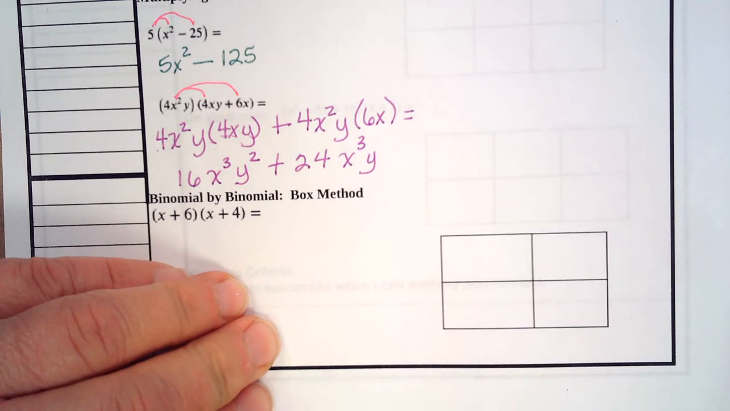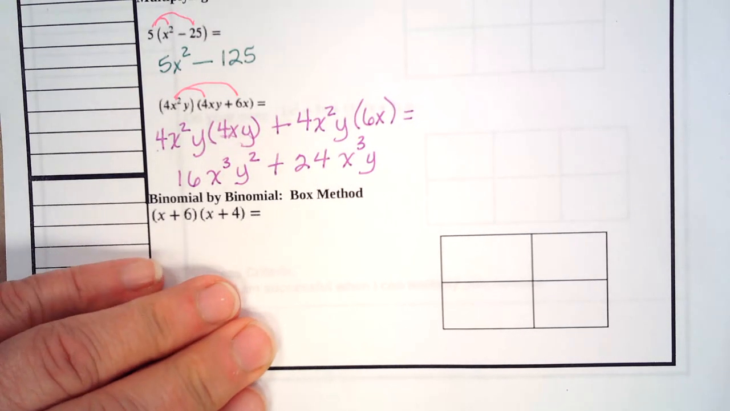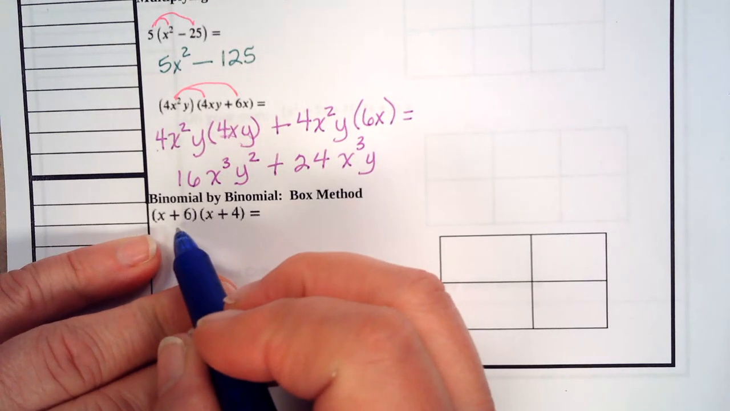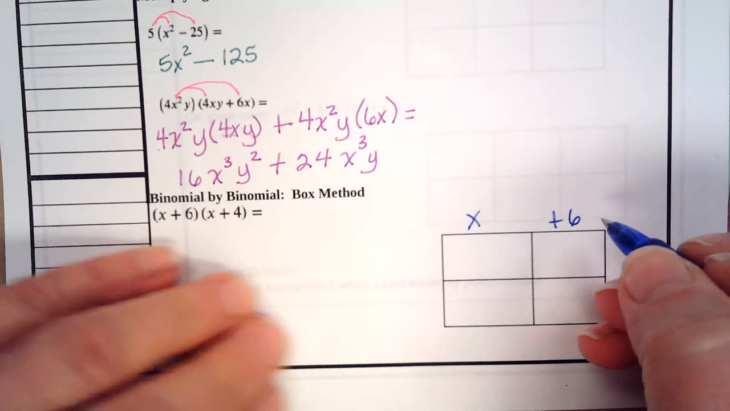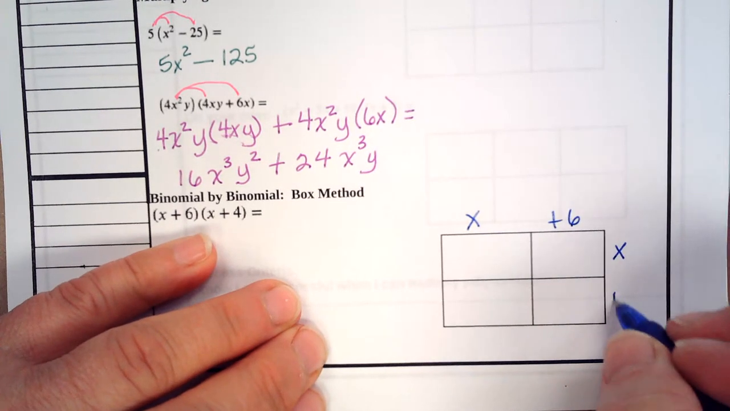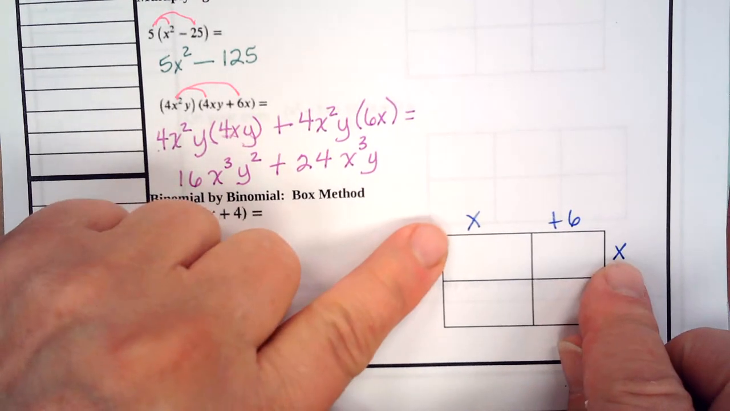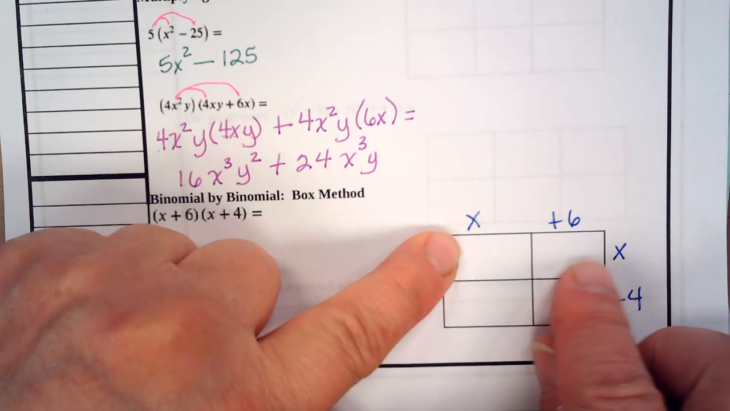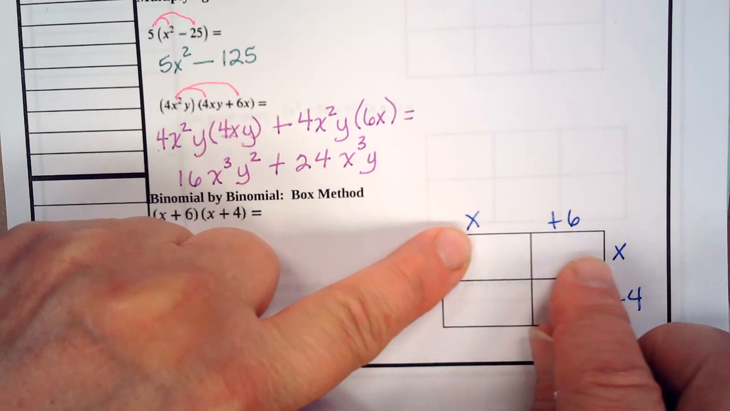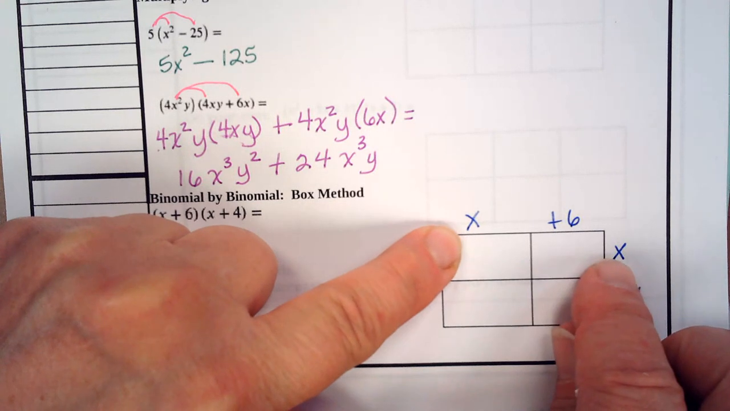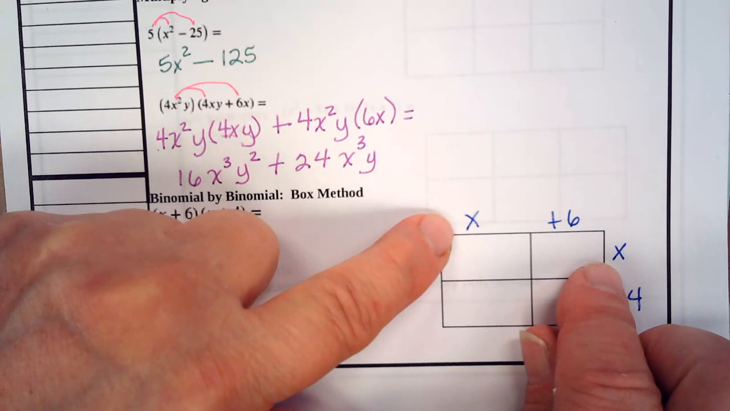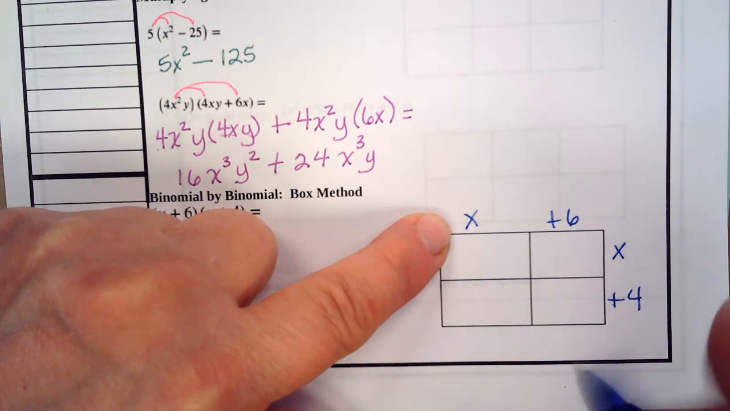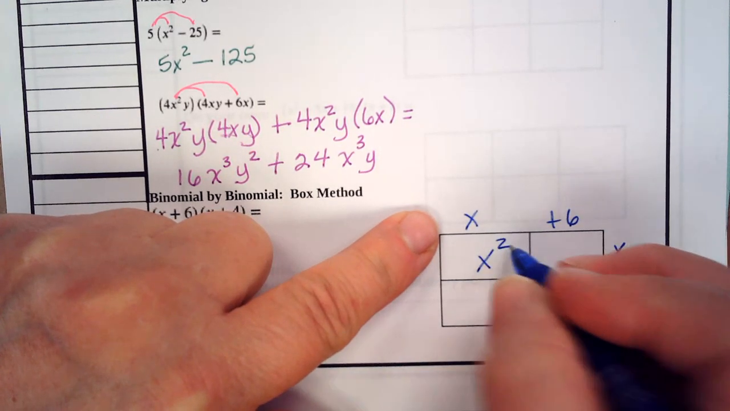You start out by putting one up above, and you keep the symbol with the number. So this is x plus 6, x plus 4. Now, if I was to do a perfectly vertical and perfectly horizontal line from each of these, they intersect here. That means that the first box is for x times x, which is x squared.